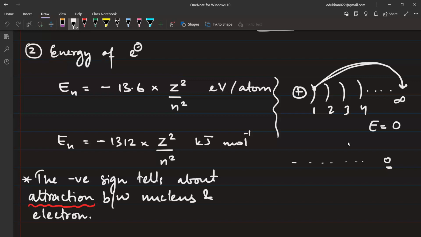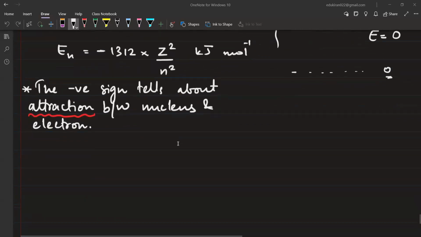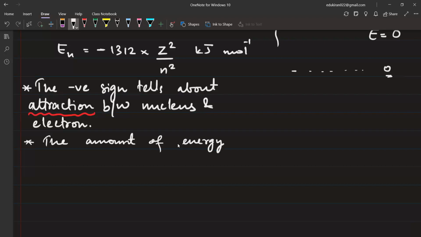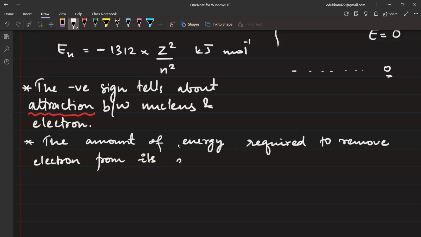Now, please write one more thing. After this, the amount of energy required to remove an electron from its ground state to infinity is called.